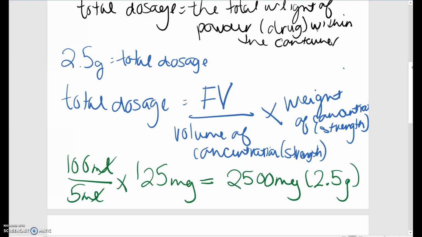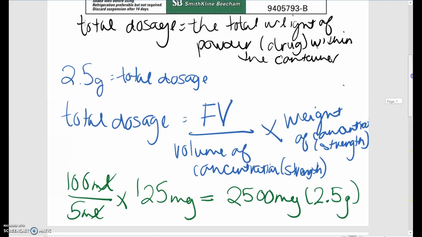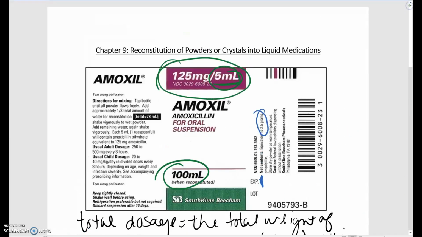So again, sometimes you're able to identify the total dosage from the label, and sometimes you have to calculate it by taking the final volume, dividing it by the volume of concentration, and multiplying it by the weight of the concentration. All right, so let's keep going.